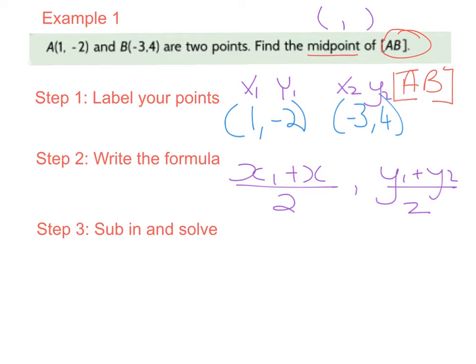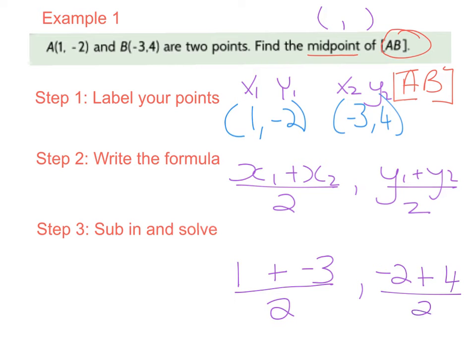Okay, so you've got your formula, you've labelled. Now we just need to sub in and solve, and always be careful if we've got minus numbers here. So instead of writing x1, I'm going to write 1 plus, instead of writing x2, I'm going to write -3. So 1 plus -3 all over 2, comma, instead of writing y1, I'm going to write -2, plus, instead of writing y2, 4. And that's always over 2.